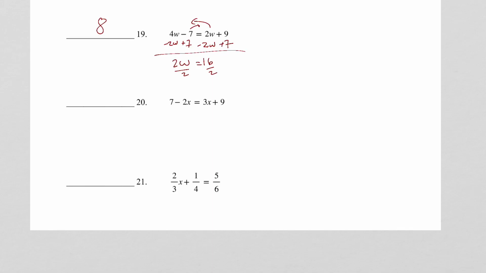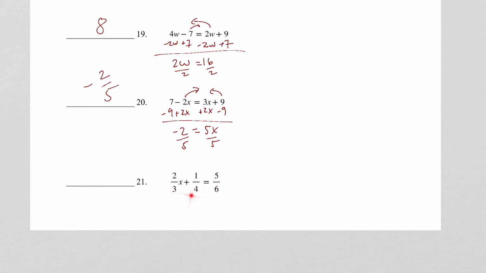For number 20, we'll move the 2x this way by adding it to each side. And I'll move my 9 this way by subtracting it from each side. 7 minus 9 is negative 2. 3x plus 2x is 5x. And we'll divide by 5, and we'll get x is equal to negative 2/5.